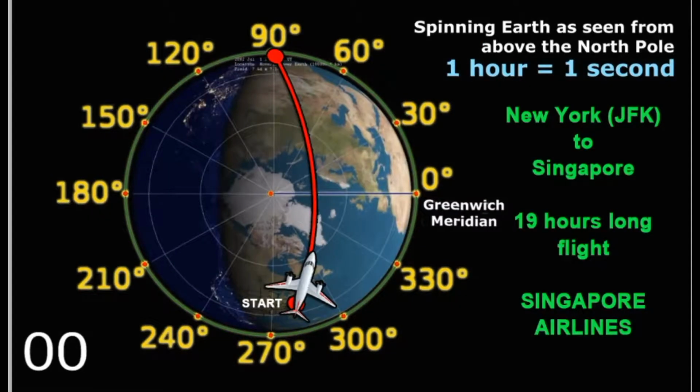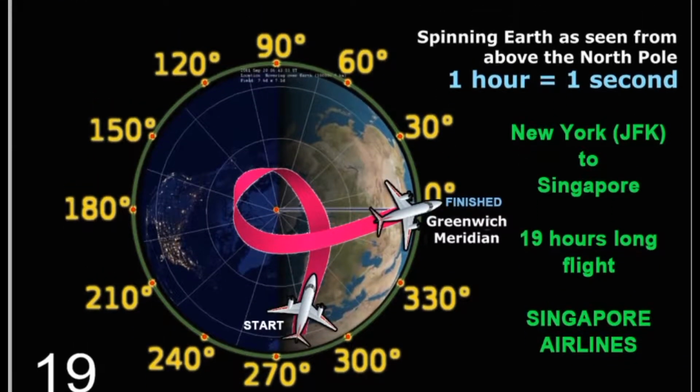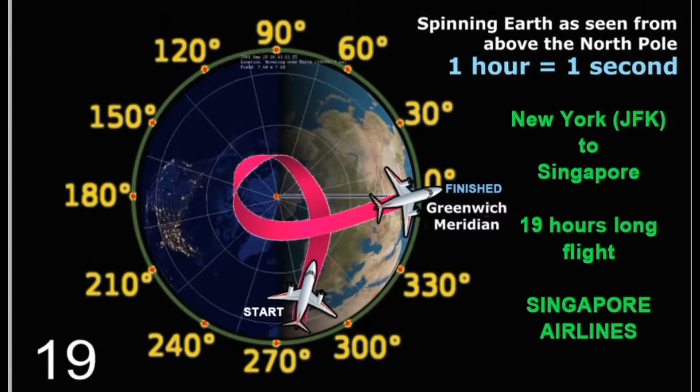So this is what it's going to look like on the globe at the end. The airplane took off from New York City right here towards Singapore, which was right here, but with the rotation of the Earth, now Singapore is right here. This is how this flight would look on the rotating globe from the moment it started to the moment it landed in Singapore 19 hours later.